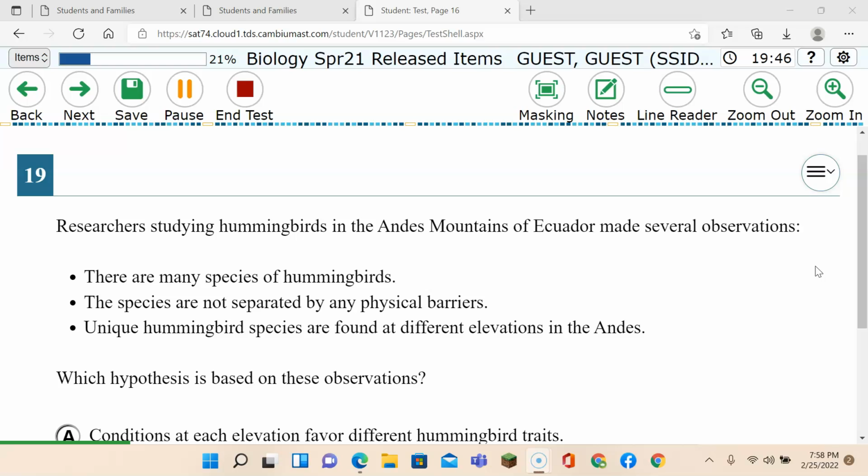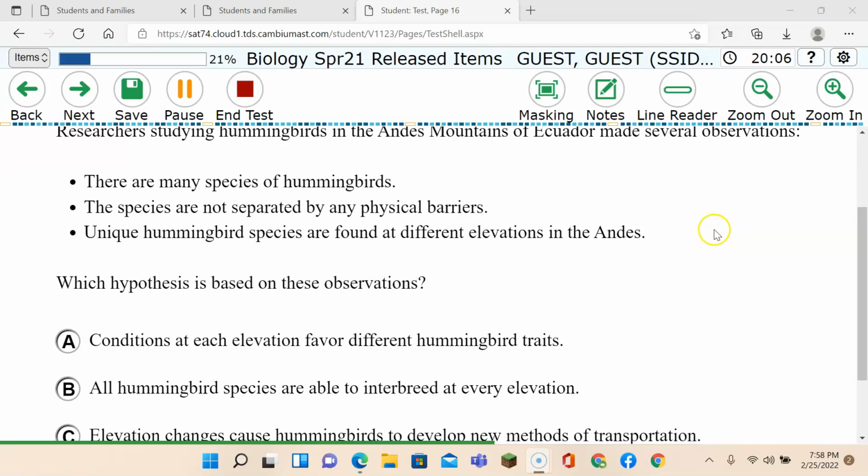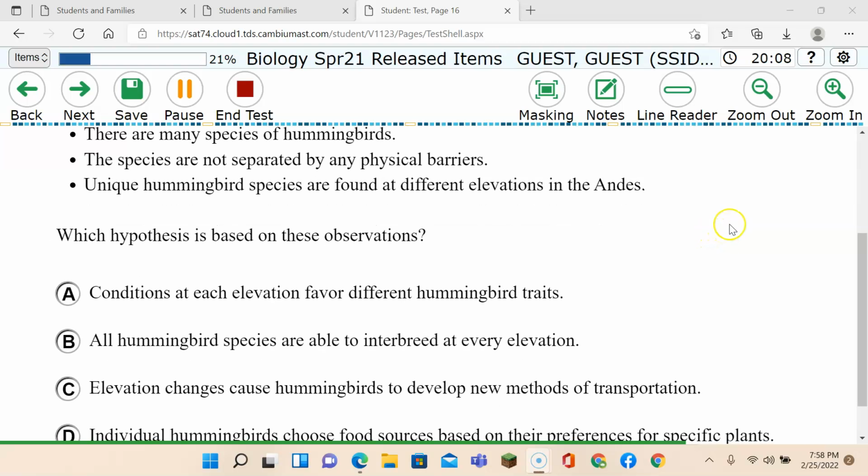Question number 19. Researchers studying hummingbirds in the Andes Mountain of Ecuador made several observations. There are many species of hummingbirds. The species are not separated by any physical barriers. Unique hummingbird species are found at the different elevation in the Andes. Which hypothesis is based on these observations?